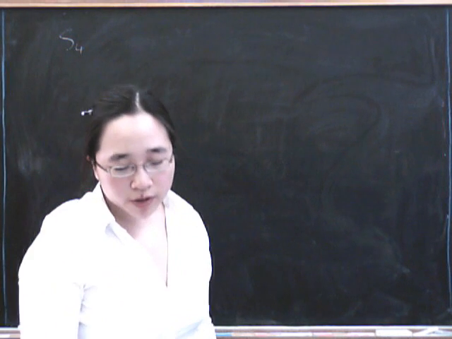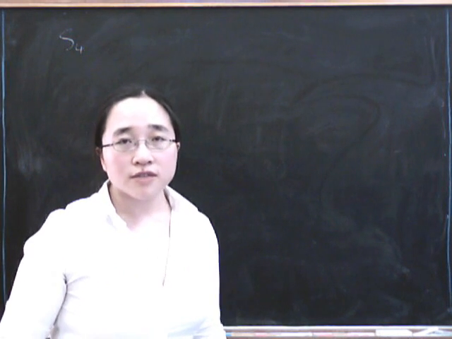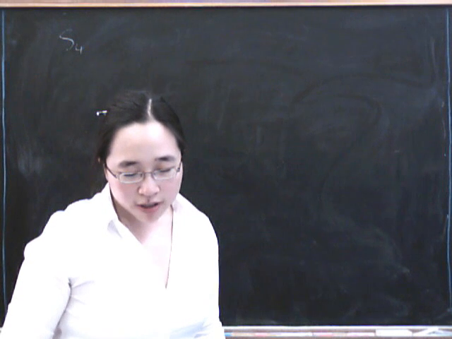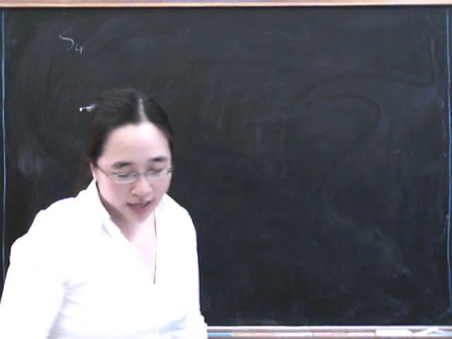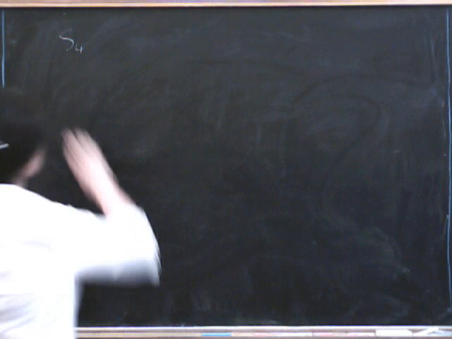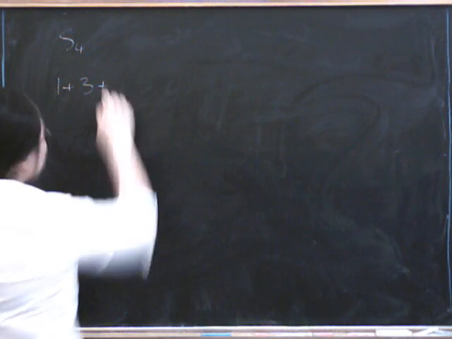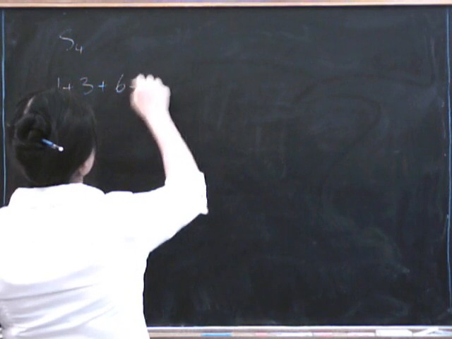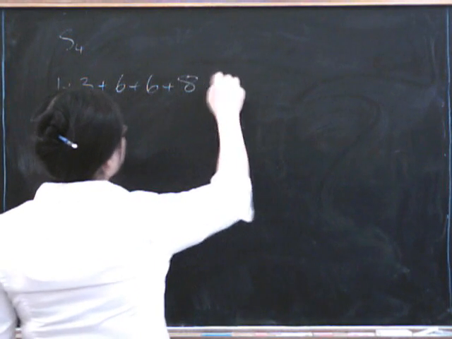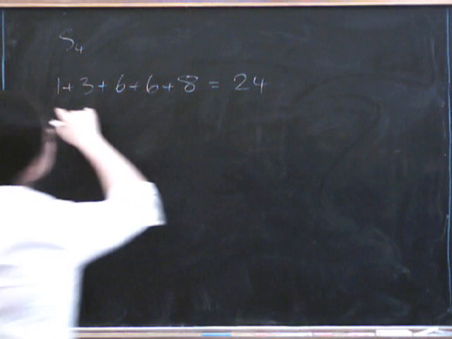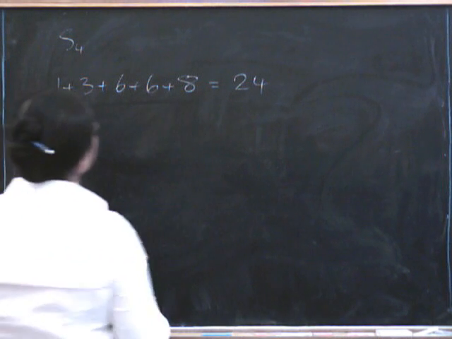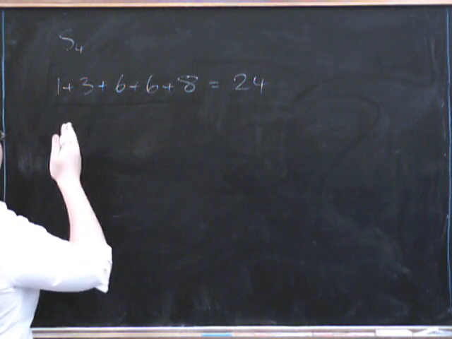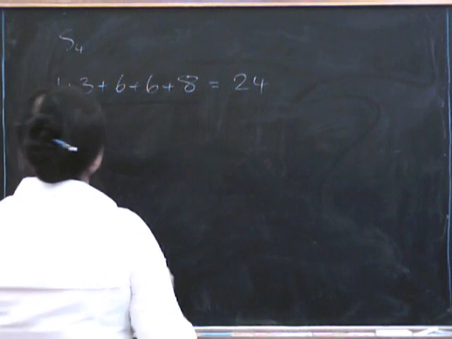I went over cycle types in the last video, so I won't do that again, but most people did this right and got the class equation to be 1 plus 3 plus 6 plus 6 plus 8 equals 24. So these are the sizes of the different conjugacy classes in S4. You count the number of cycles of each type.